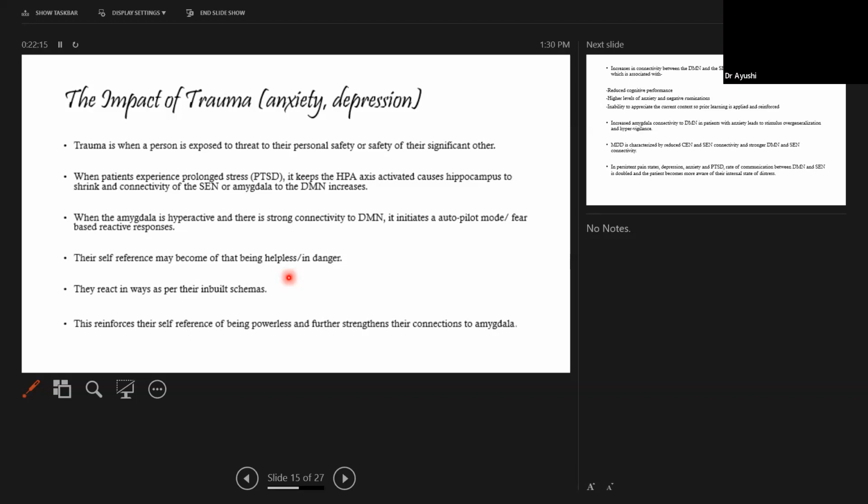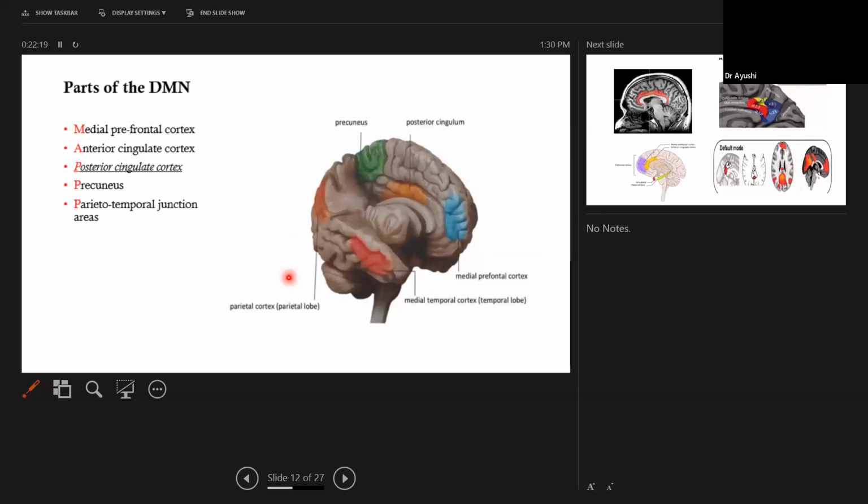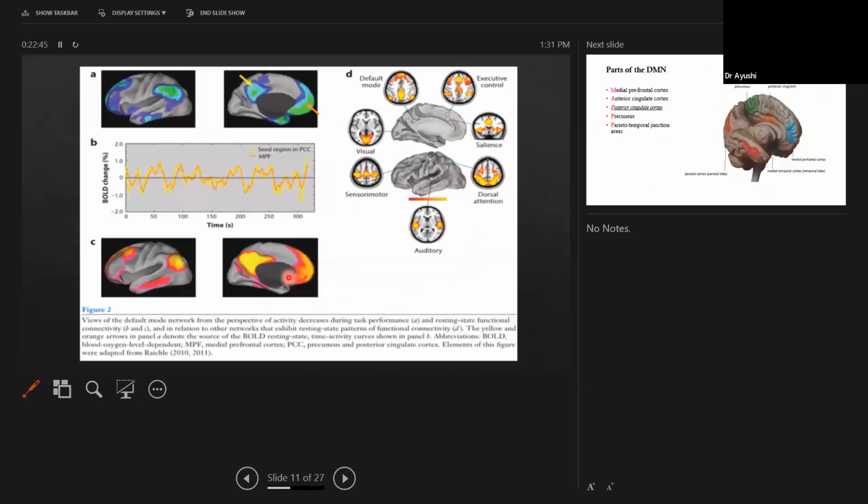So, the parts of default mode network show... can you tell about the network activity, the colors which were... Color, even I got confused in that.